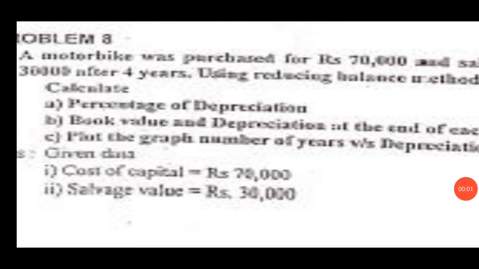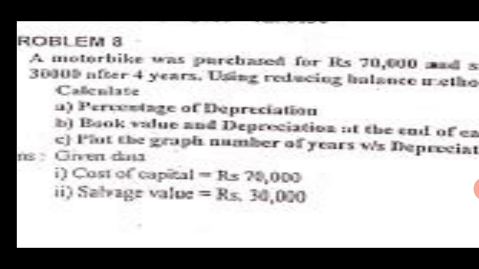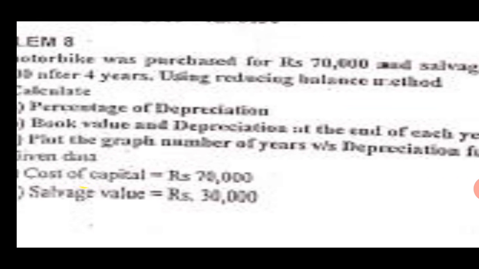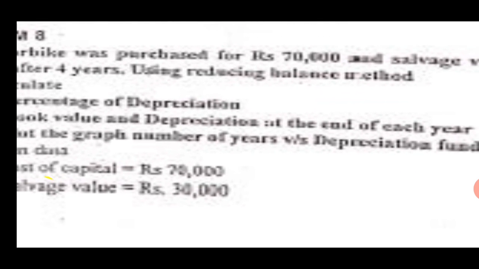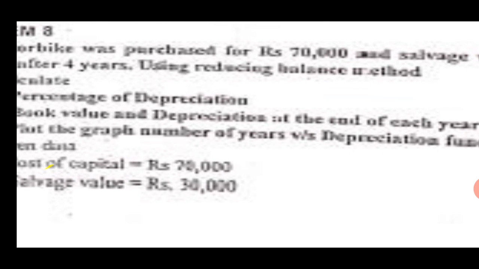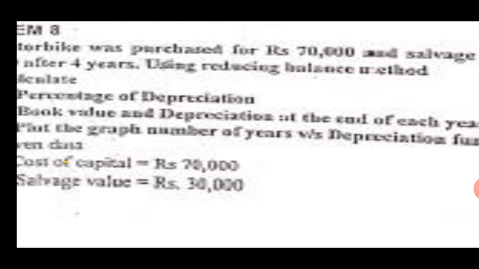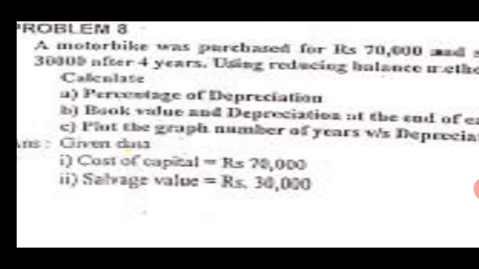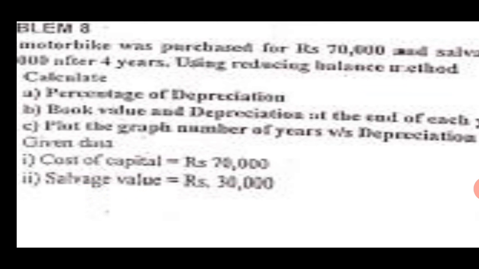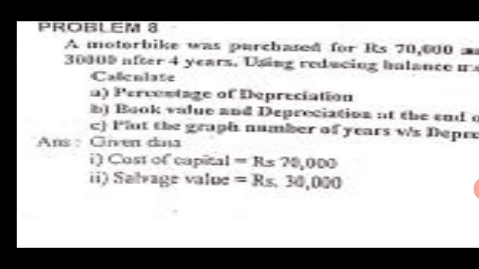So we will see one more problem on this declining balance method. A motorbike was purchased for rupees 70,000 and salvage value was estimated as rupees 30,000 after 4 years. Using reducing balance method, declining balance or reducing balance, same it is. Calculate the percentage of depreciation. The percentage will be fixed, what you have seen. The book value and depreciation at the end of each year. And finally plot the graph of number of years versus depreciation fund.